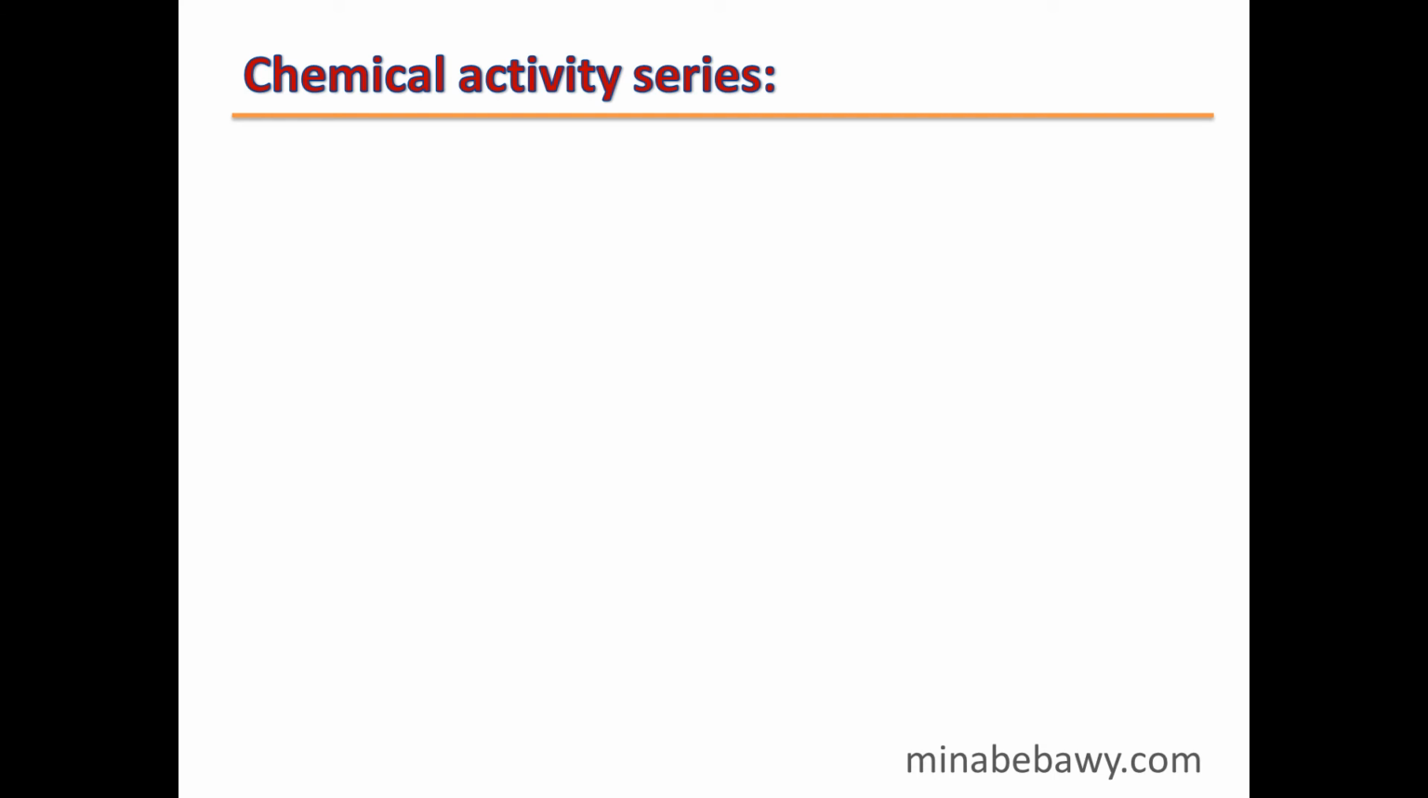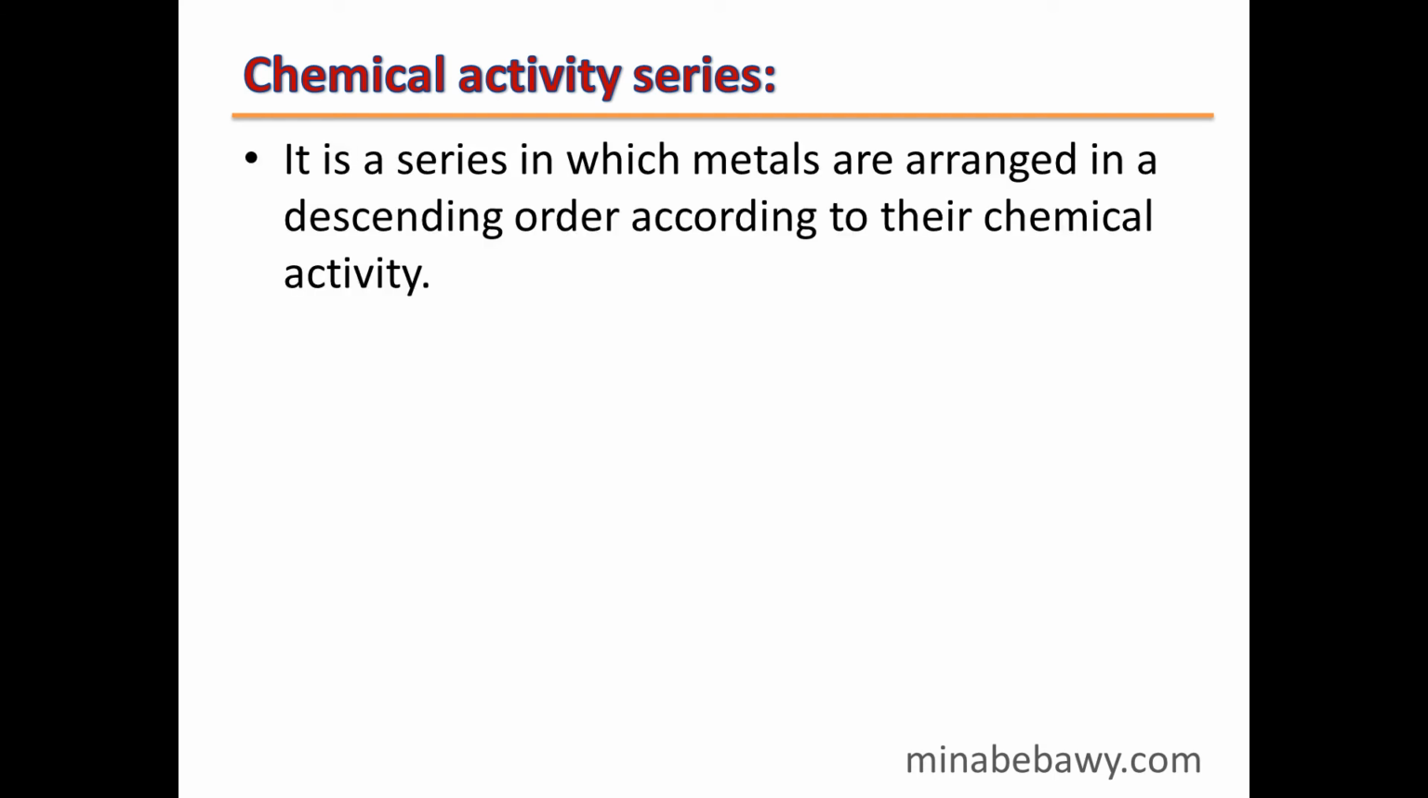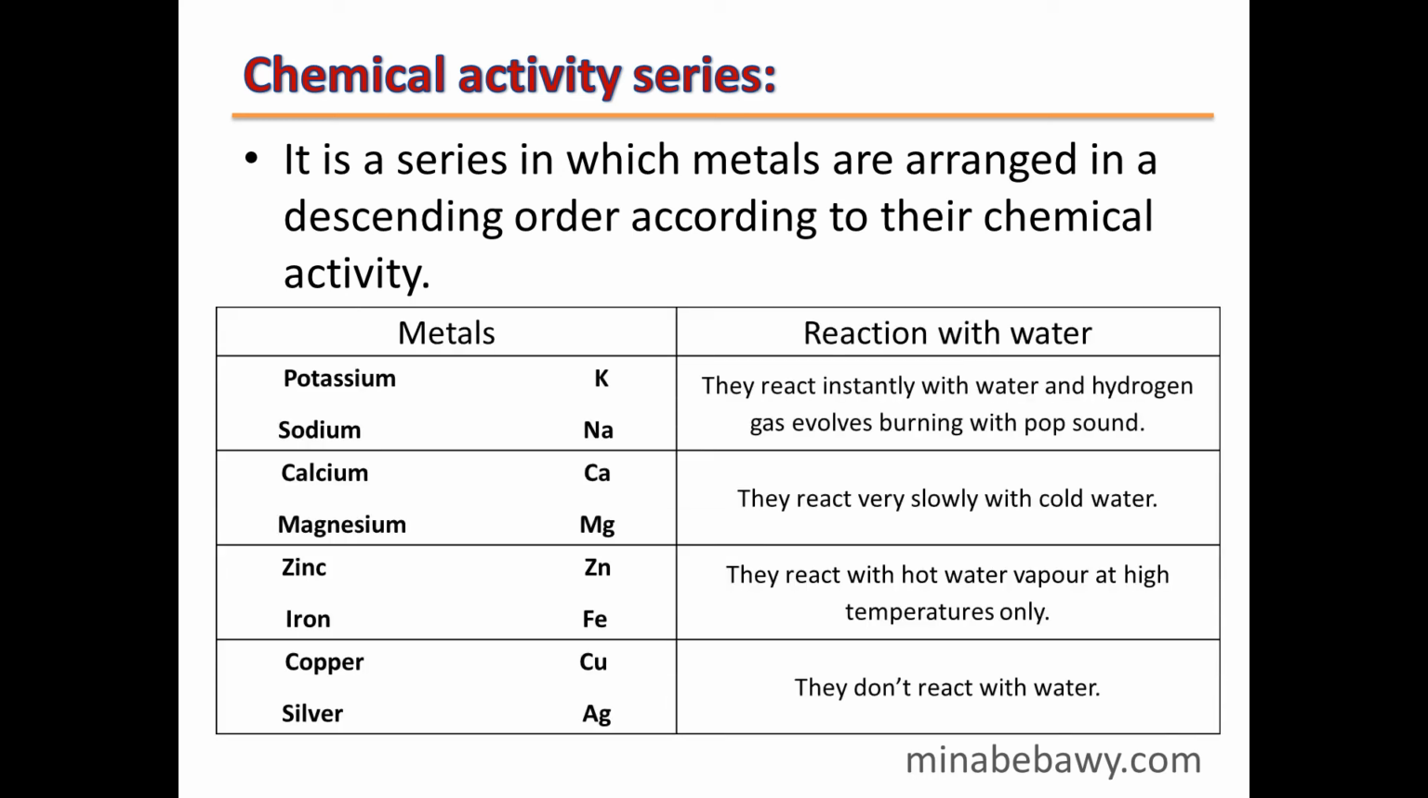What's meant by chemical activity series? It is a series in which metals are arranged in a descending order according to their chemical activity. This is what is called chemical activity series. As you can see, it is divided into 4 categories. We have to memorize them.